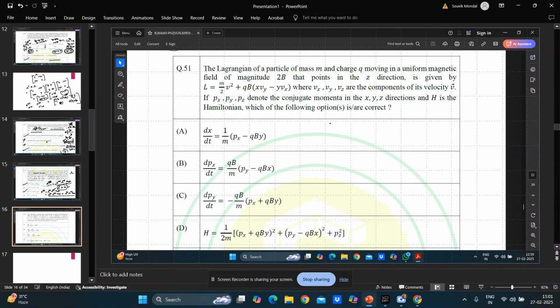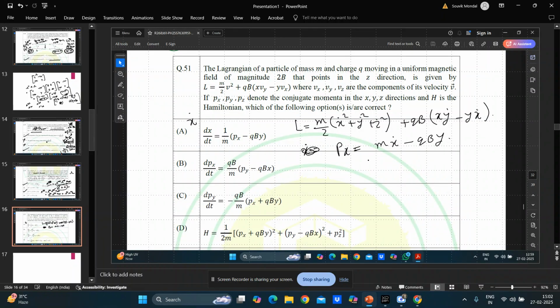Now this question. You have L given as m by 2 v square, that is x dot square plus y dot square plus z dot square, plus qB into x y dot minus y x dot. So this is your L. Now the first option is asking what is x dot. Let's first calculate what is px. px is del L del x dot, right? So what is del L del x dot? It is m x dot minus qBy, right? So x dot is equal to px plus qBy by m. This is your x dot. So this option is definitely not correct, so it should be plus.